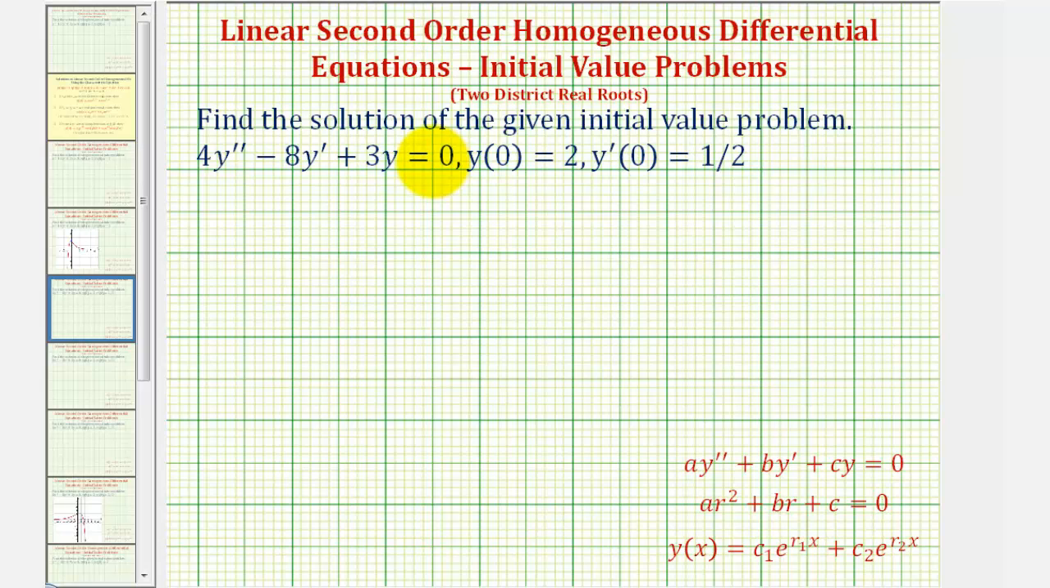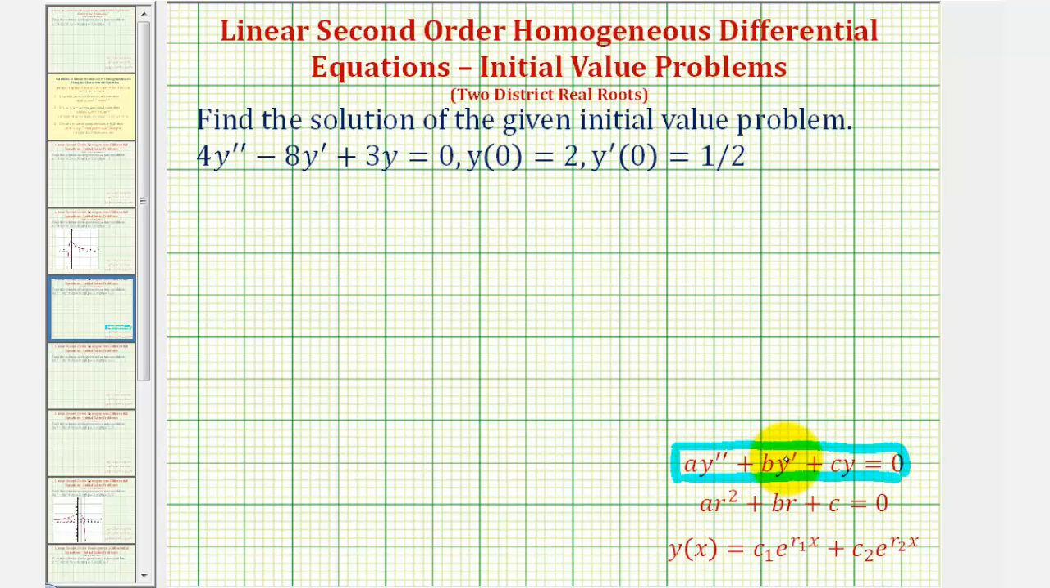We want to find the solution to the given initial value problem. The first thing we should recognize is that by looking at the differential equation given here, this is a linear second-order homogeneous differential equation with constant coefficients, meaning the given differential equation fits this form here where a, b, and c are constants.